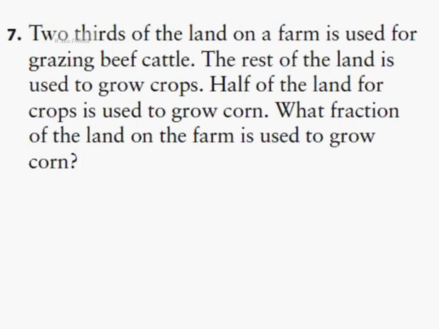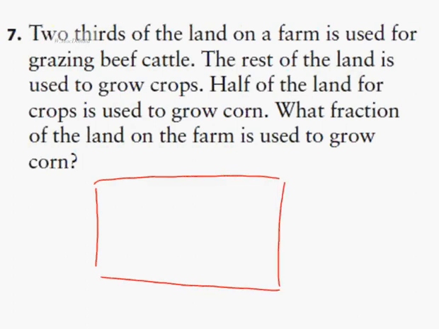Question 7 said 2/3 of the land on a farm is used for grazing beef cattle. The rest of the land is used to grow crops. Half of the land for crops is used to grow corn. What fraction of the land on the farm is used to grow corn? So the best way to do this is to draw a picture. So this is going to be the farm, okay?